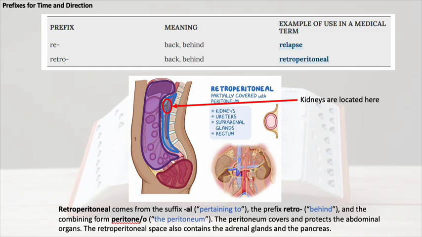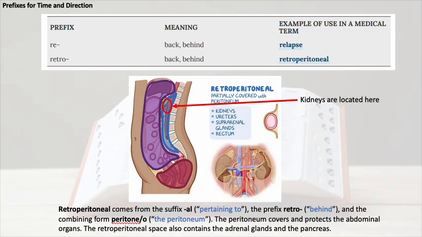Now, retro means backward, behind, located behind even. So it has some location context as well, but it also refers to direction. So the term retroperitoneal, if we break down the word, retro meaning behind, the suffix al means pertaining to, and the combining form peritoneo refers to the peritoneum. So retroperitoneal means located behind the peritoneum, or pertaining to behind the peritoneum. Again, that peritoneum is a thin membrane that lines the abdominal cavity and covers the abdominal organs.